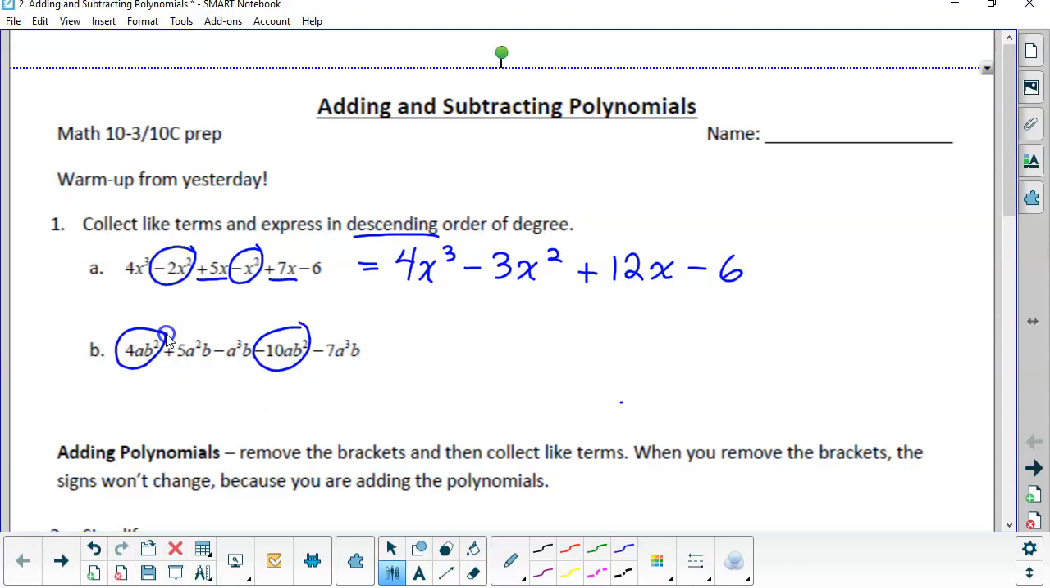The next one, a squared b. Well, there's no other terms with a squared b, so I don't circle it. Then a cubed b and a cubed b. So this is a like term with this. In terms of the degree of each of these terms, that's degree 3, okay? That's degree 3. This is degree 4. Degree 3, obviously, because those are like terms, and this is degree 4.